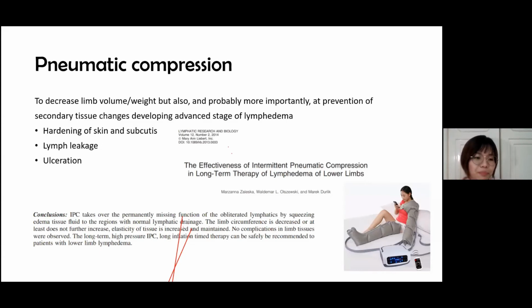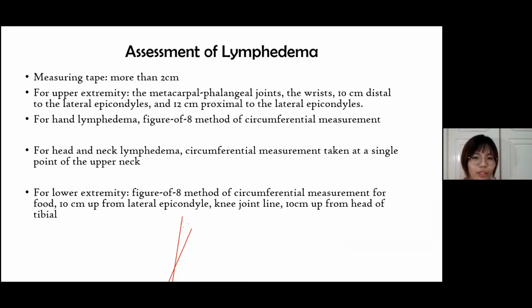Okay, how we're going to assess lymphedema is that we're going to use a measuring tape. The most basic one, we just use a measuring tape. If the swelling is more than 2 cm, it's considered lymphedema. For the upper extremity, we measure the metacarpophalangeal joint, the wrist, 10 cm distal to the lateral epicondyle, and 12 cm proximal to the lateral epicondyle. For the hand, you just do the figure of 8. For head and neck edema, the measurement is at a single point of the upper neck.